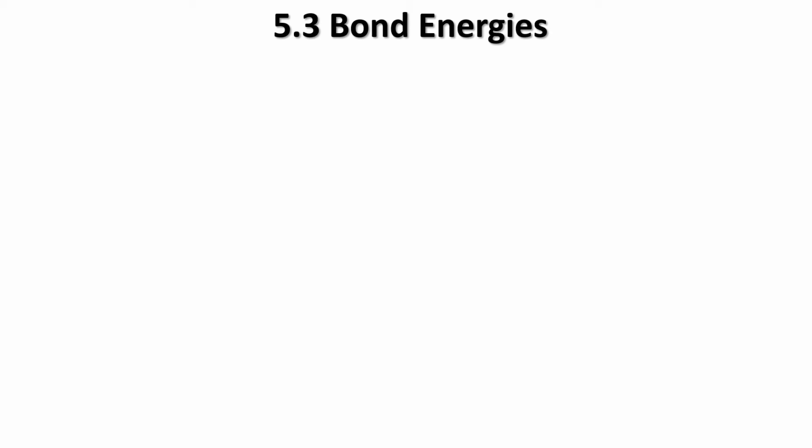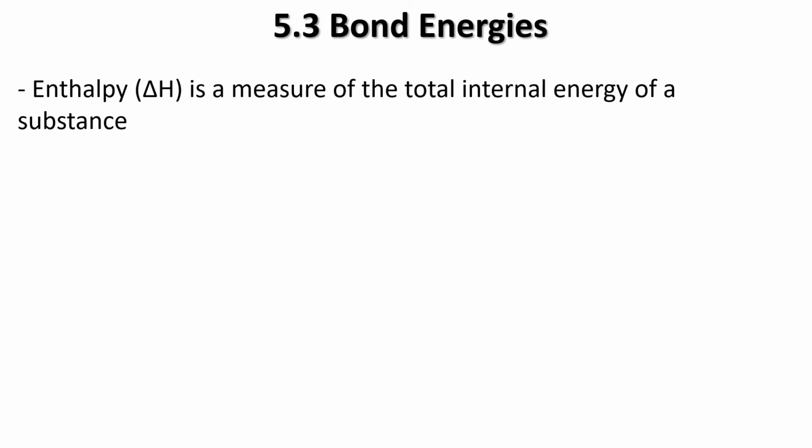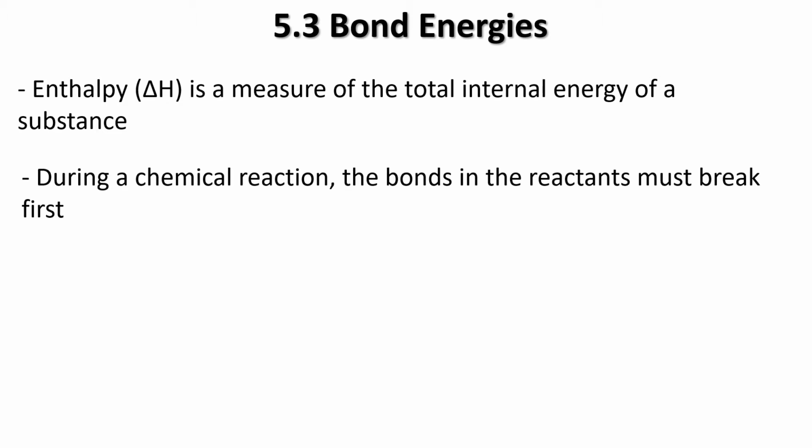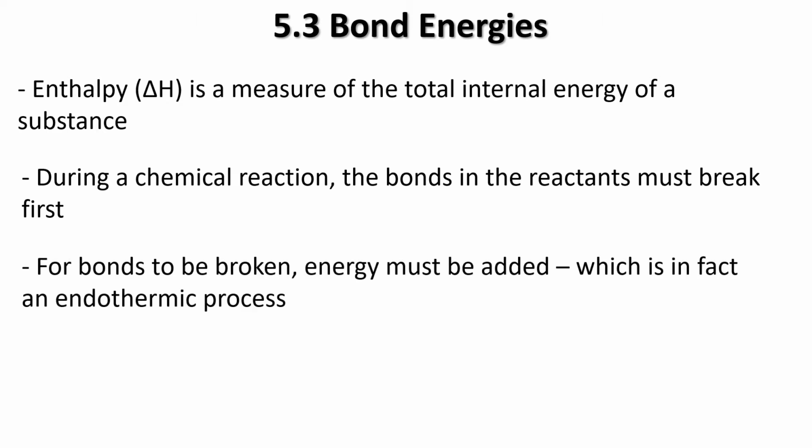We are looking at section 5.3, bond energies, and something called enthalpy. Enthalpy, which is delta H, is a measure of the total internal energy of a substance. During a chemical reaction, the bonds in the reactants must first break. For bonds to be broken, energy must be added, which is in fact an endothermic process. Don't think too much about this here. I'm just saying that that's what's happening.